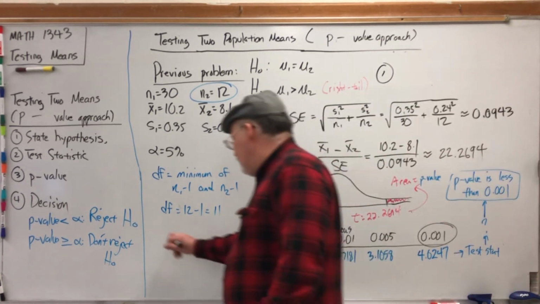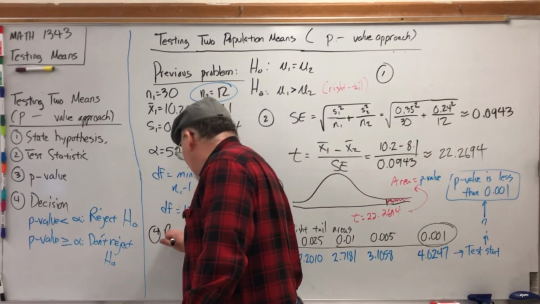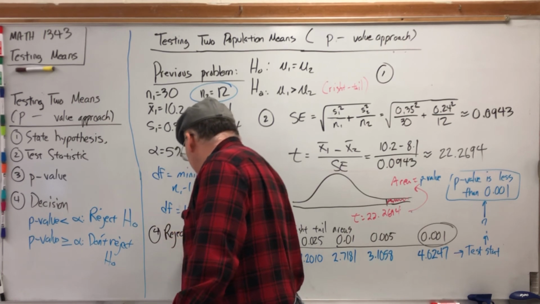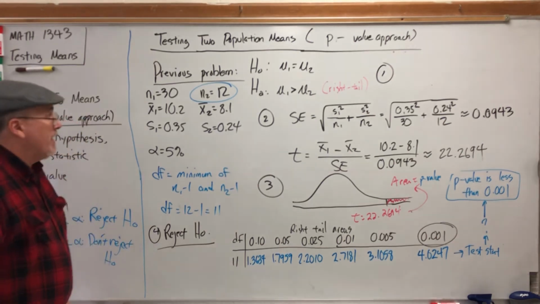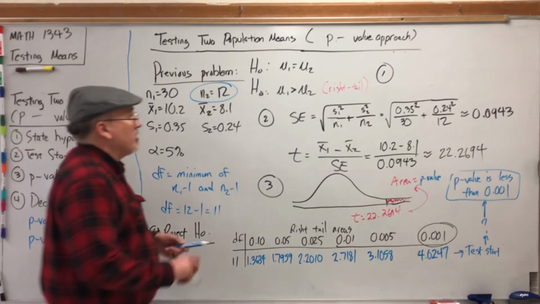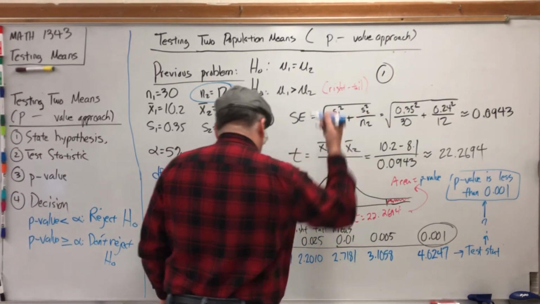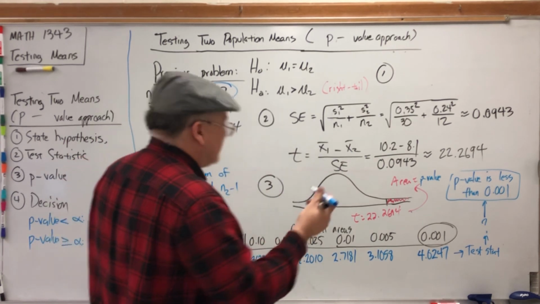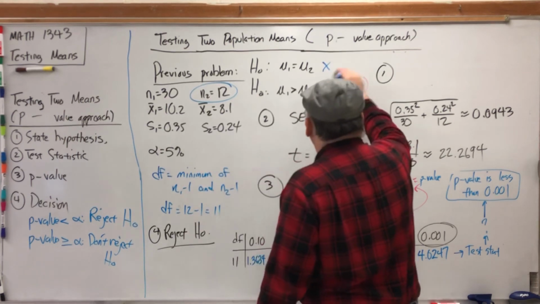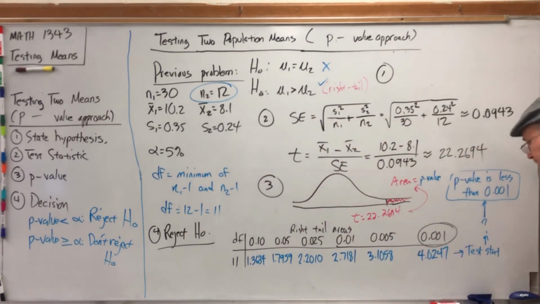So our fourth and final move is to reject the null hypothesis, which was the same decision we made last time when we did the critical value approach. So we would reject the null, and we would accept the alternative in its place.